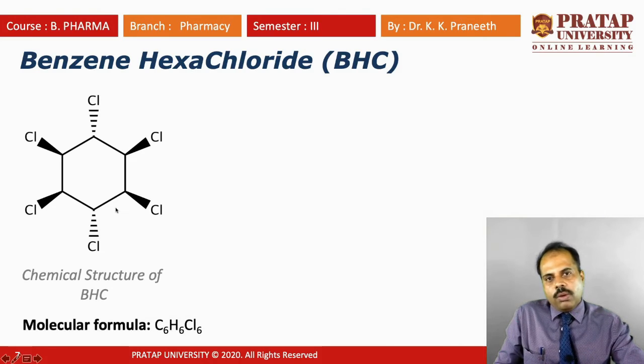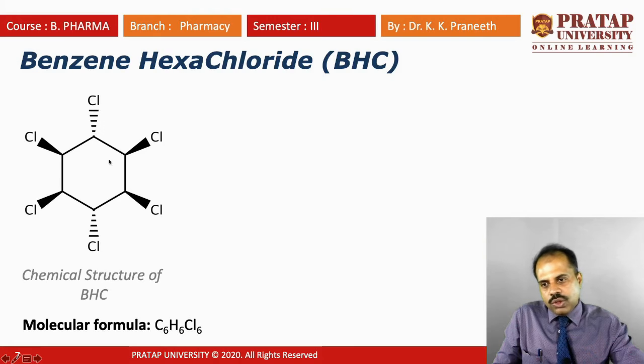What is the molecular formula of this benzene hexachloride? You can calculate easily just by counting. C6: 1, 2, 3, 4, 5, 6 carbons are there inside the ring. And Cl6. And hydrogen, even though it is missing, there is 1 hydrogen on each carbon. There is 1 here, 1 here, 1 here, 1 here, 1 here, and 1 here. So the molecular formula is C6H6Cl6. This is the molecular formula.